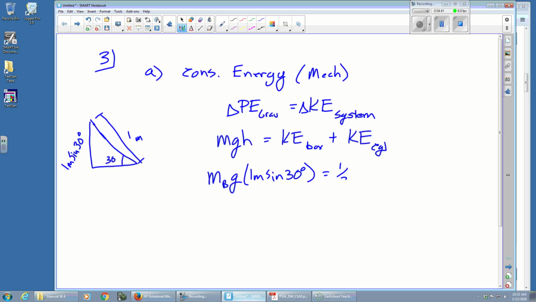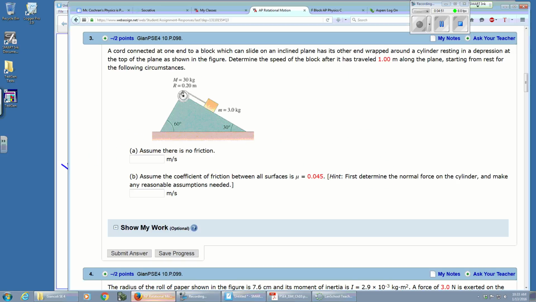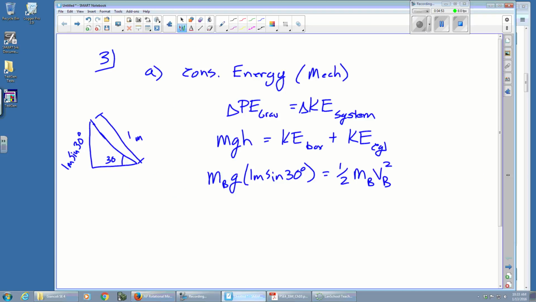This will be 1/2 m of the box, velocity of the box squared, which is, I believe, what they ask us to find. All right? Plus 1/2 I omega squared.